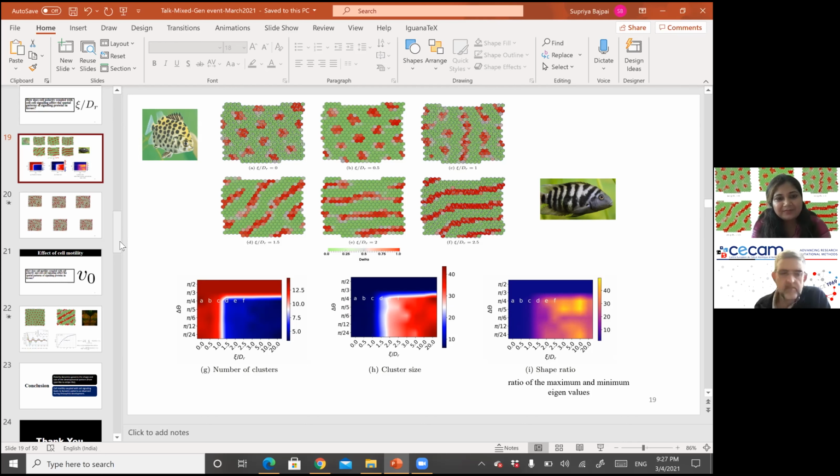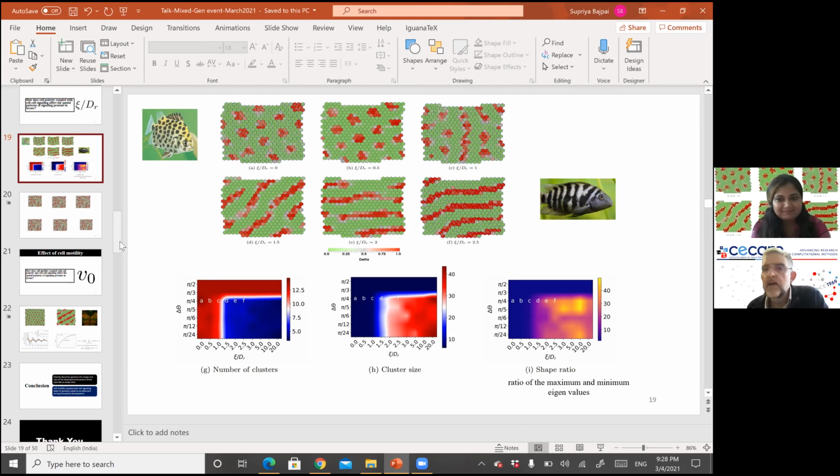From these studies, it is not clear which one is the correct mechanism or the reason behind these types of patterns. So one can model in both ways and see which one goes with the experiments. Okay, thank you.